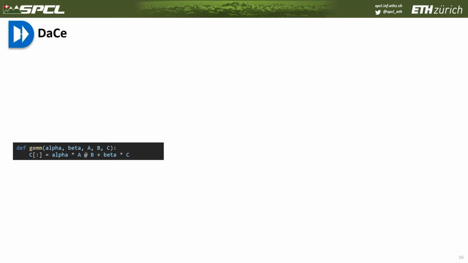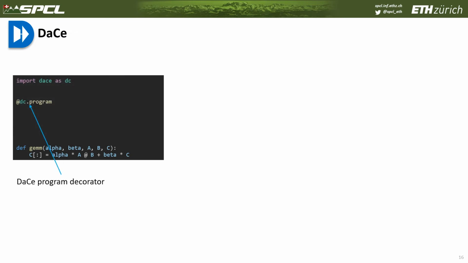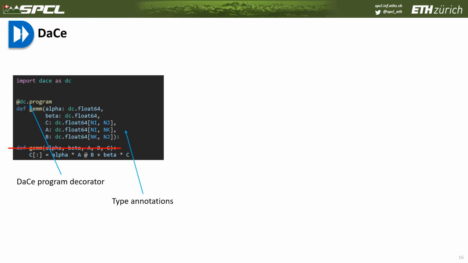The last framework that we tested is DaCe. To optimize a Python method with DaCe, we have to annotate it with the DaCe program decorator. DaCe can do just-in-time or ahead-of-time compilation. To enable the latter, we also have to annotate the data types of the Python method's arguments. Furthermore, the sizes of the arguments can be symbolic.